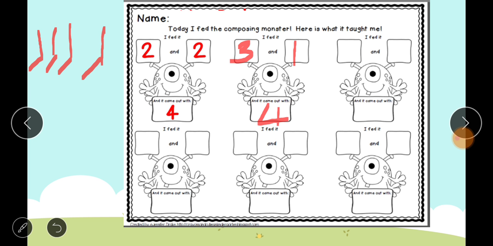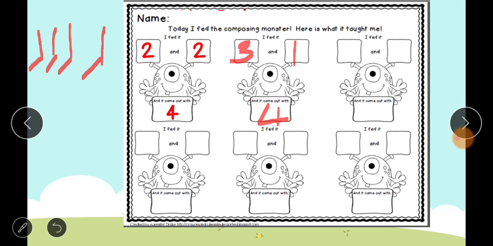So 3 and 1 compose 4. That means 3 and 1 make up 4. 3 and 1 add up to 4. You can see 2 and 2 also makes up 4. 3 and 1 also makes up 4. There are different numbers you can add that can still compose the same number. Let's move on to this other monster here.